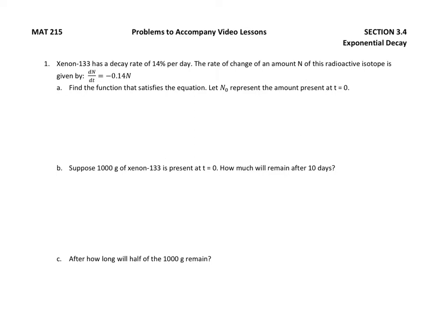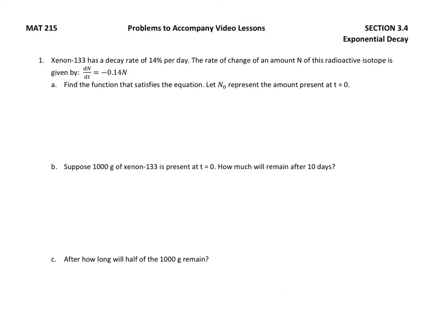The rate of change of an amount N of this radioactive isotope is given by the derivative equal to negative 0.14 times N, where N is the function. We want to find the function that satisfies the equation, and we're going to let N sub 0 represent the amount present at time t equals 0. So N sub 0 is our initial amount.